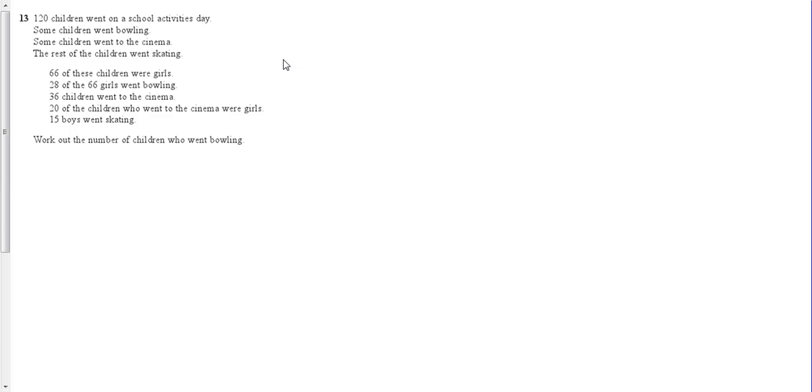This question appeared on a Unit 1 foundation paper, and what we're going to do is have a look at how we go about organising this information and coming to the right answer. It gives us information about a school activity day where 100 children went on a trip. It tells us some went bowling, some went to the cinema, and some went skating. And via this information here, we need to work out how many children went bowling.